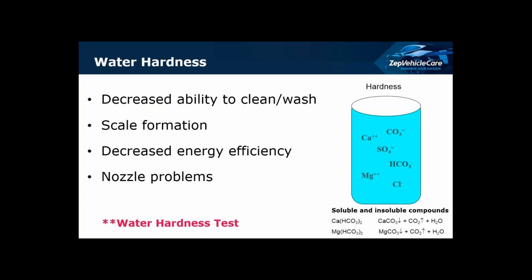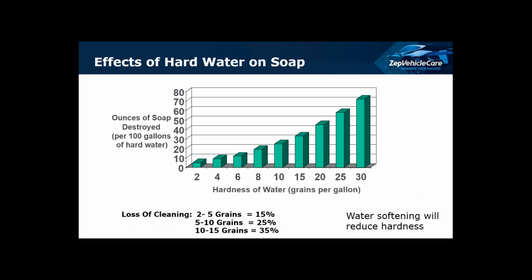In essence, this next slide really shows us the effects of hard water on soap. As you can see down at the bottom, the loss of cleaning, once you get up into the 10 and 15 grain range of hardness, you're losing up to 35% of the cleaning power of your soap. So in essence, with hard water, your soap has to clean the water before it can clean the vehicle surface. When you have really hard water, you've got a couple of choices. You can soften it, or you can put a larger tip in or turn the pump up and use more chemistry to try and counterbalance the hardness to get that cleanability.